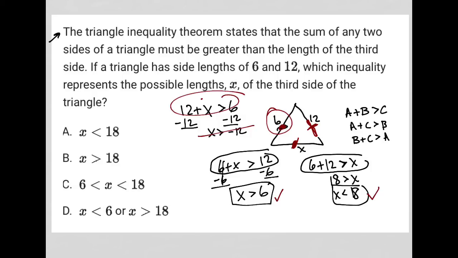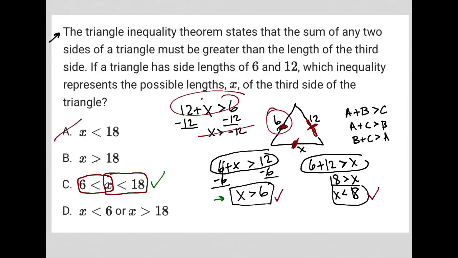And so do I have an answer that represents that? Looks like I do. Choice C is saying that x is greater than 6. That's what that statement would be. And it also says that x is less than 18. It's just putting it into a compound inequality. So choice C must be the correct answer, because choice A, while we know that x is less than 18, doesn't really give us the x is greater than 6 part, right? So it's only like half correct.